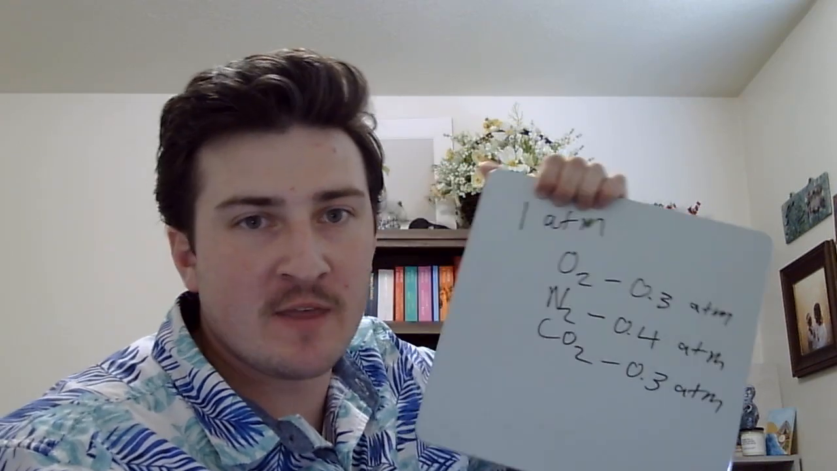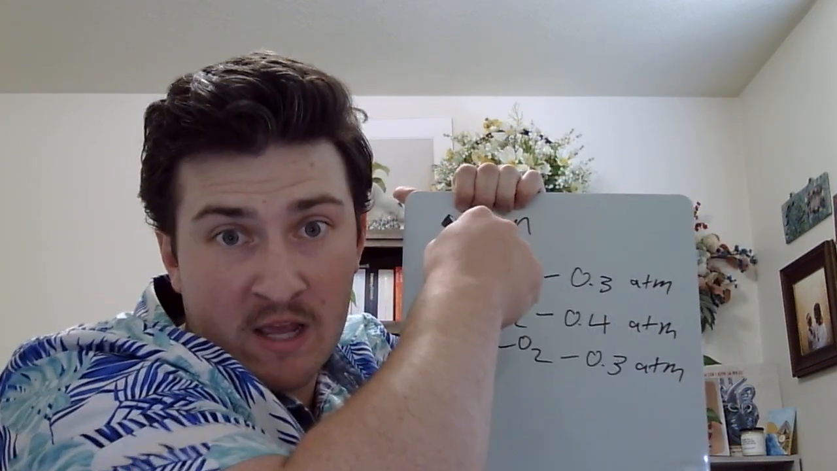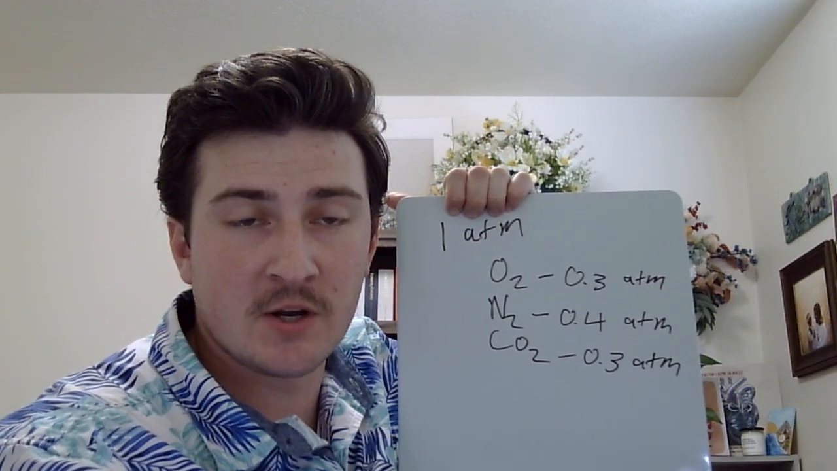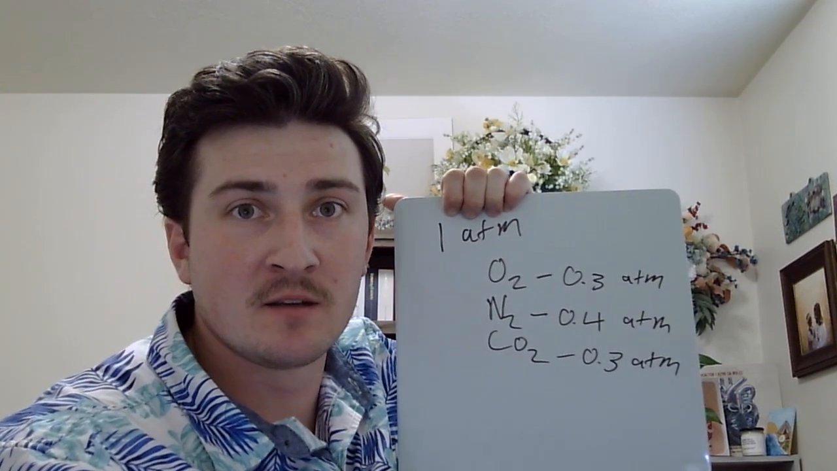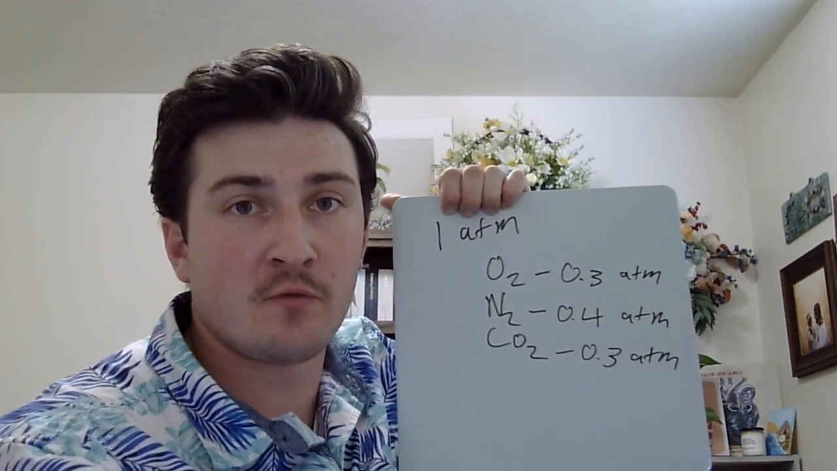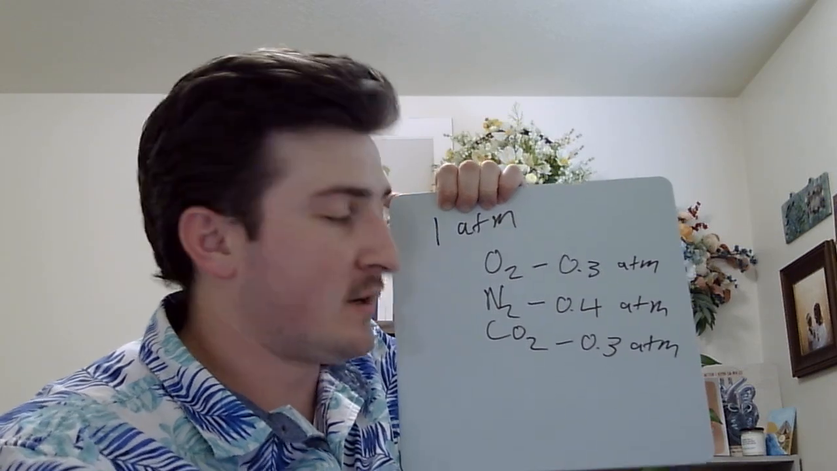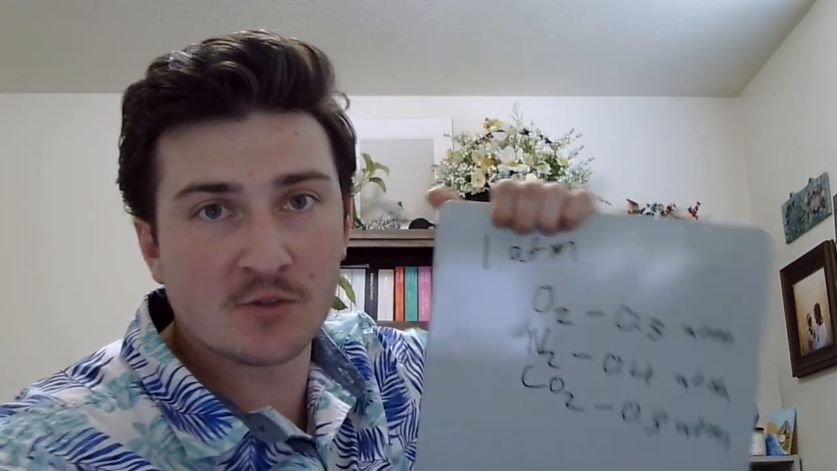So within the atmosphere that we breathe, which is equal to 1 atmosphere, there are different gases that each add to the total pressure. And so if we know the total pressure, we can essentially figure out these ratios and how much gas is involved in making up that pressure.